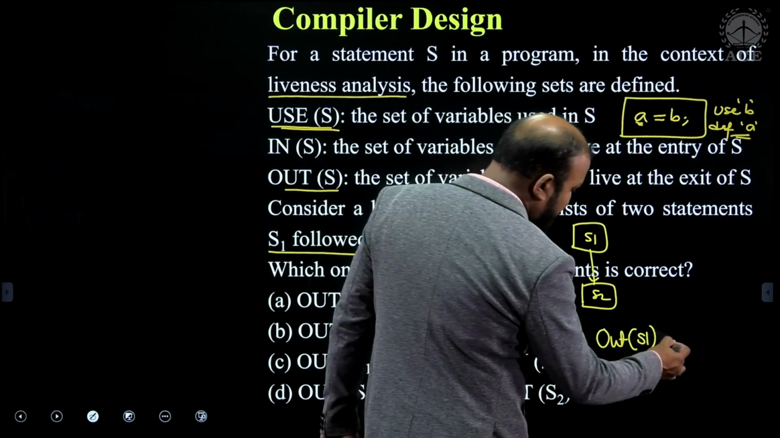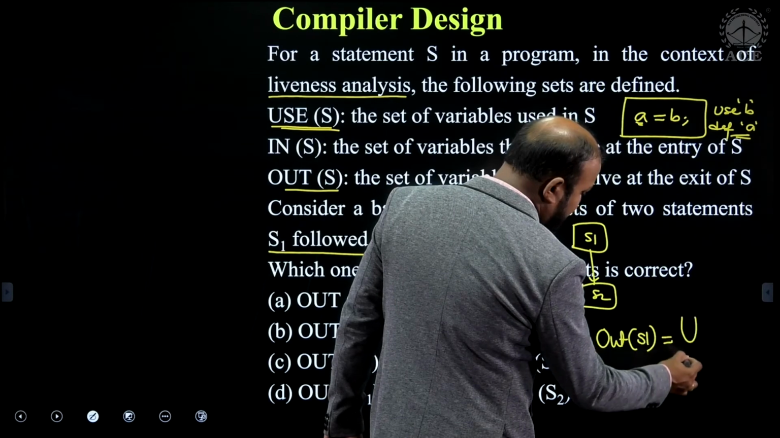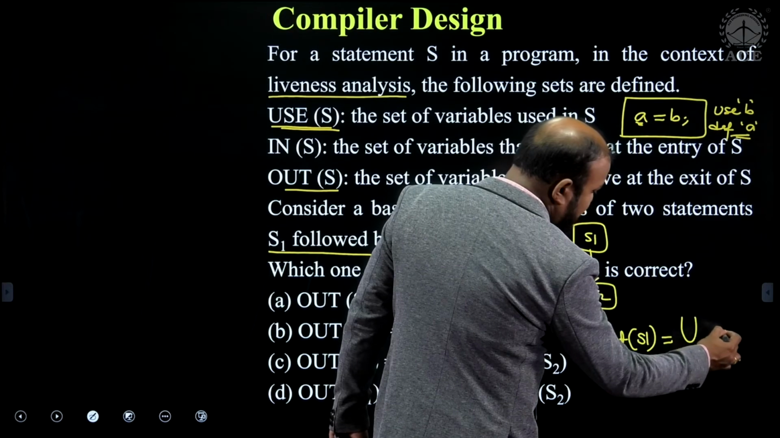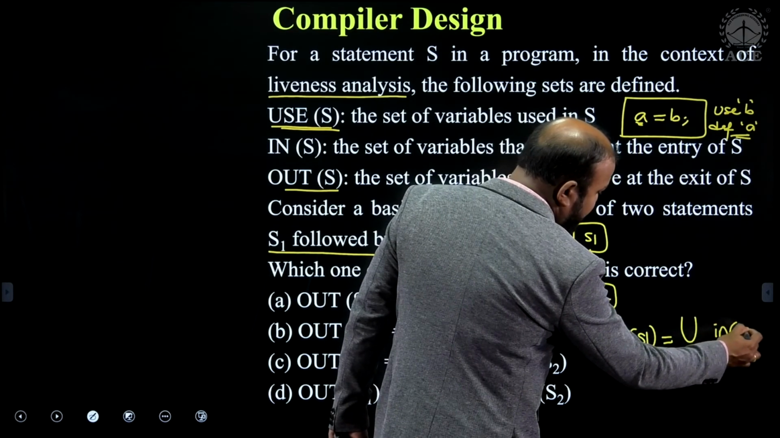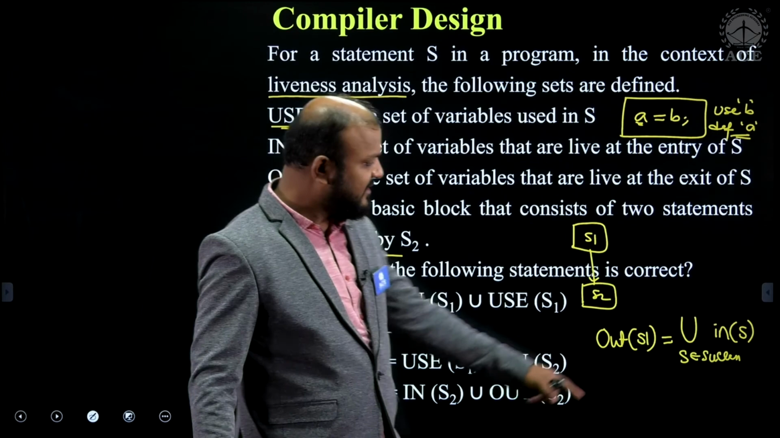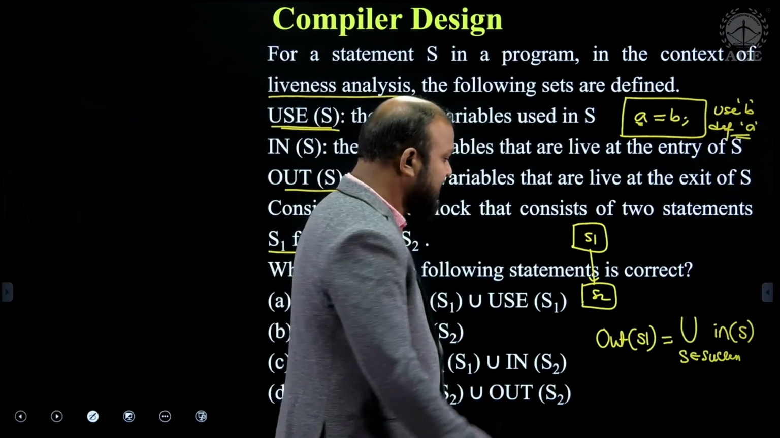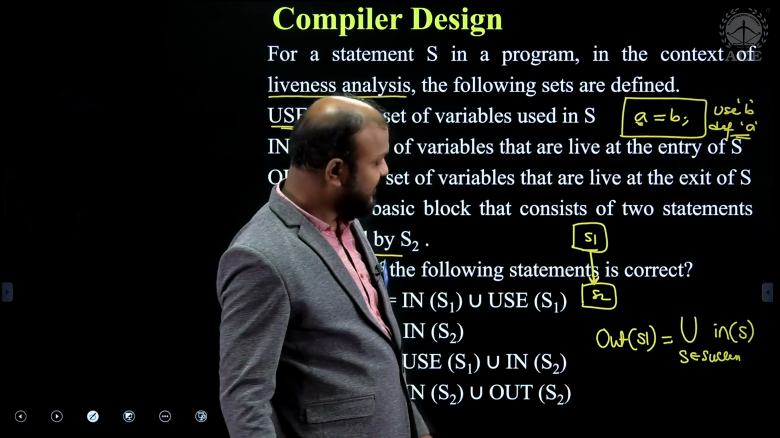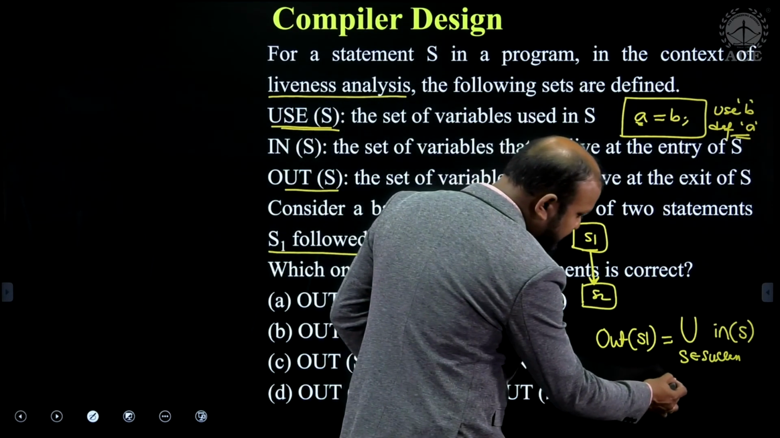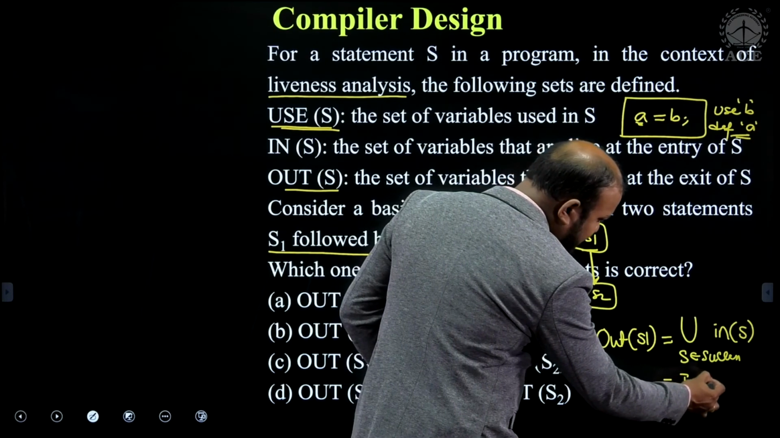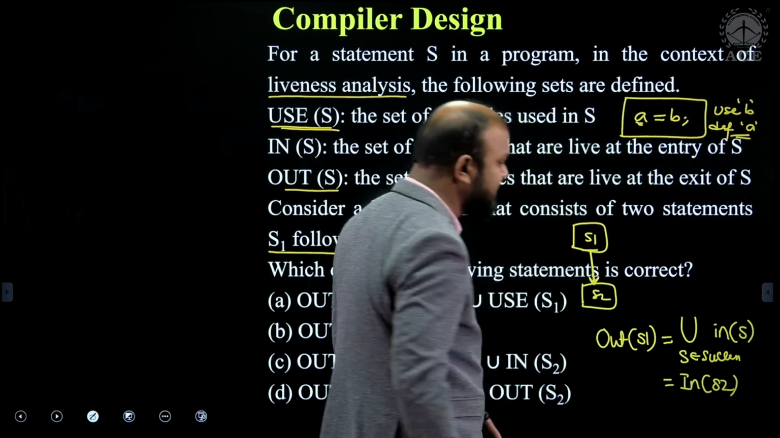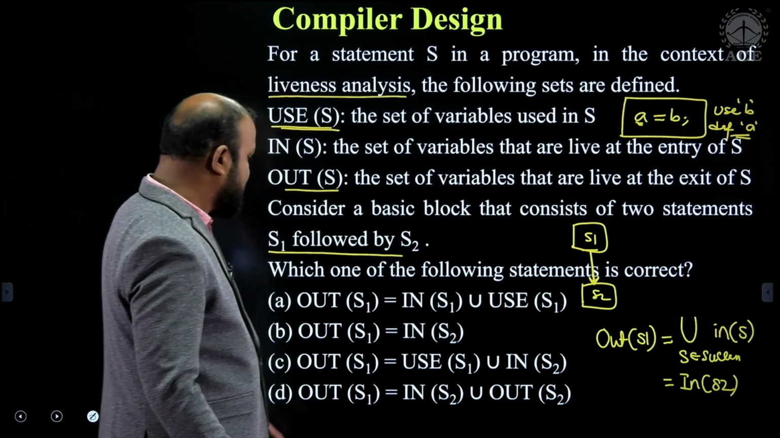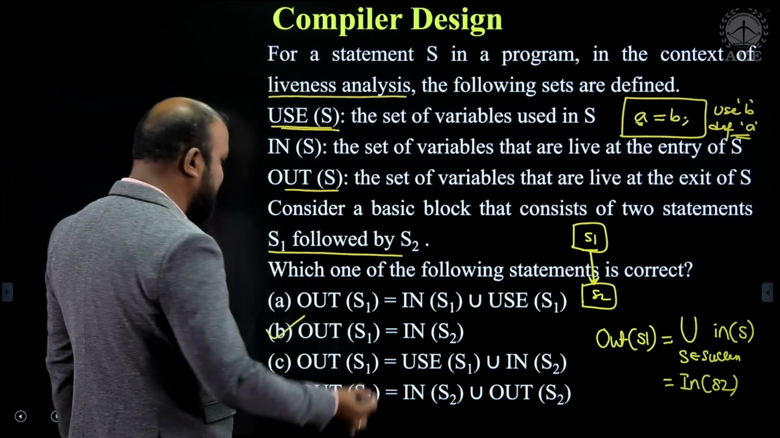Out of S1 equals union of in of S, where S belongs to all successors. Now, S2 is a successor of S1. So, we can call out of S1 equals in of S2. Why? Because here in the question it is clearly given S2 is the successor of S1. So, answer for this question is option B, directly based on the algorithm.